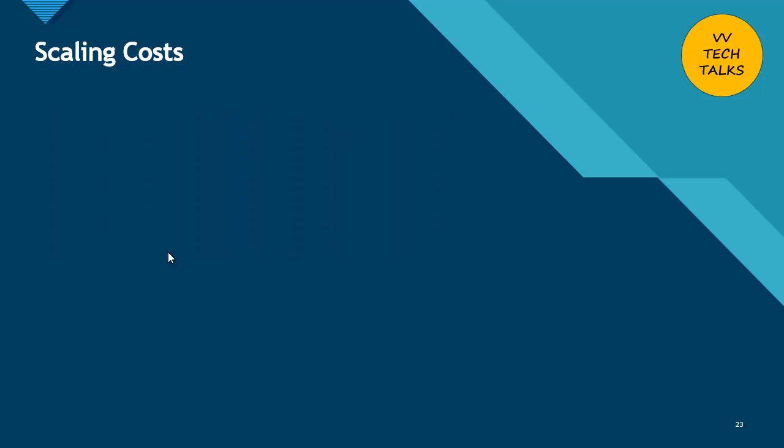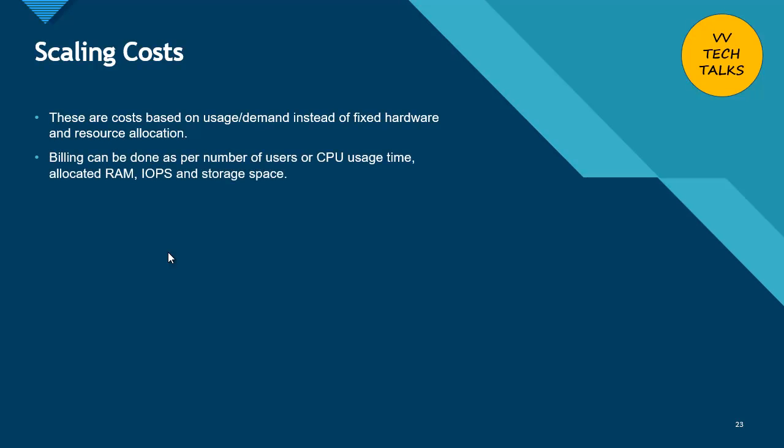And there are scaling costs as well. If we are using a public cloud service provider and we need additional resources, that will attract costs. Basically, scaling costs are the costs based on usage demand instead of fixed hardware and resource allocation. So hardware resources can be scaled, like CPU, RAM, any additional servers, etc. And billing can be done as per the number of users, CPU usage time, allocated RAM, IOPS or the storage space used. Various factors can be considered for billing by the cloud service provider.